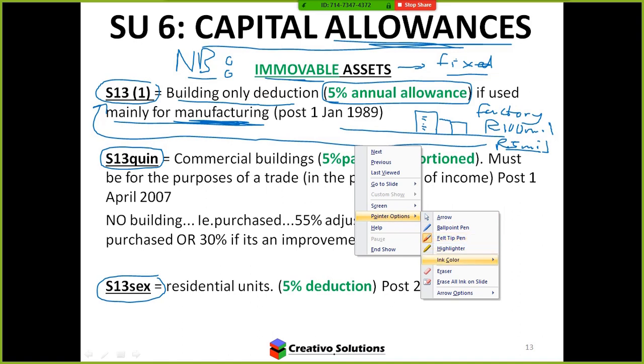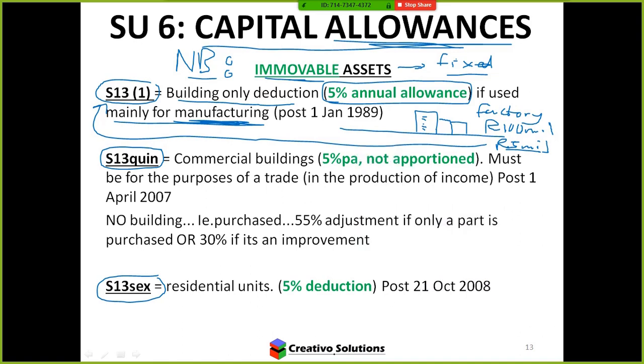It doesn't only have to be manufacturing buildings, it can also be commercial. Commercial could be something like a head office. You're not going to be manufacturing stuff at the head office. The head office is more the admin, the management and so on. If it's a commercial building, it must be used for the purposes of a trade, in other words, in the production of income. And that's quite easy to motivate. We can obviously motivate why a head office would be used in the production of income: decision making, the economic nexus. That's what they called it.